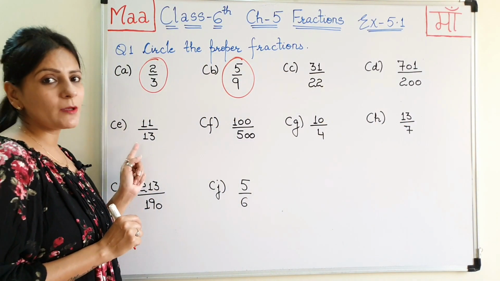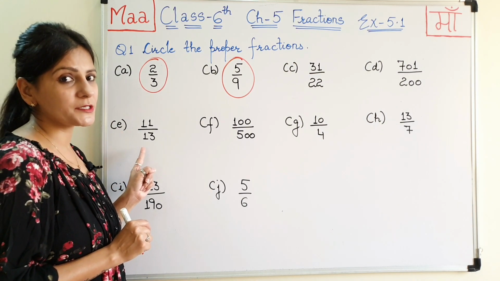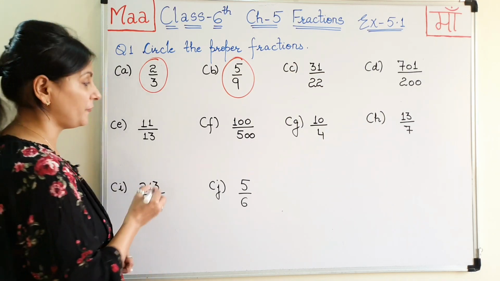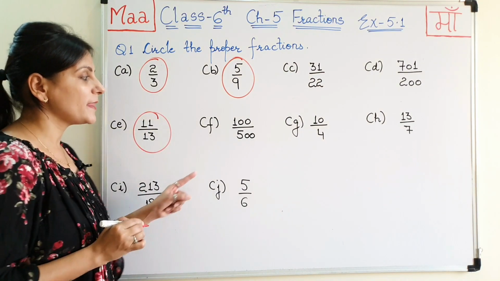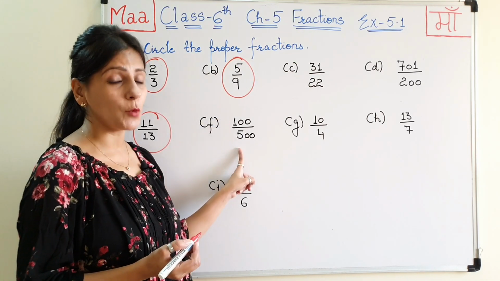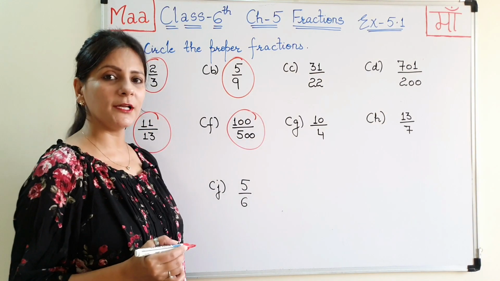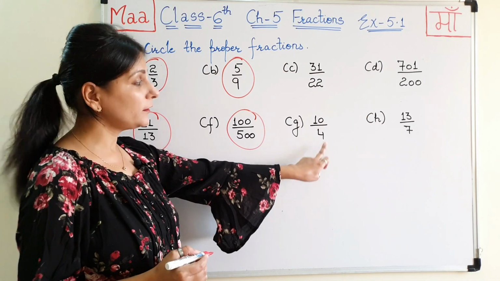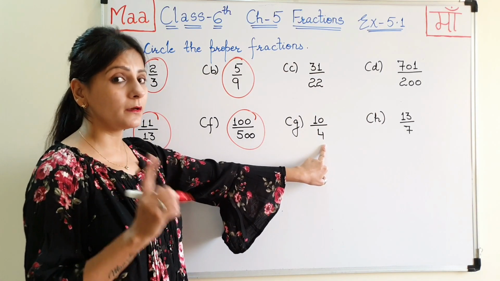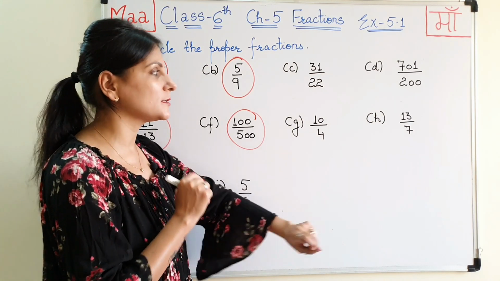E part, 11 upon 13. Here the numerator is smaller than the denominator. If the numerator is smaller than the denominator, that means it is a proper fraction, so we will circle it. Next, 100 upon 500. Again the numerator is smaller than the denominator, so it is again a proper fraction. Circle it. 10 upon 4. Here the numerator is greater than the denominator. So this is an example of an improper fraction, and we will not circle it.